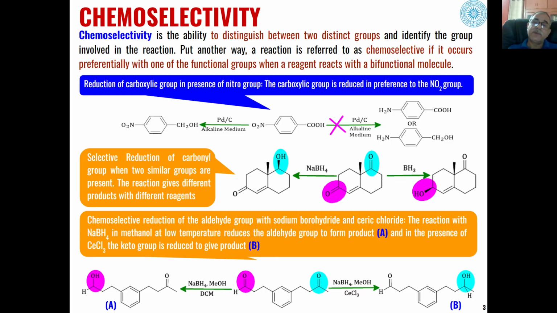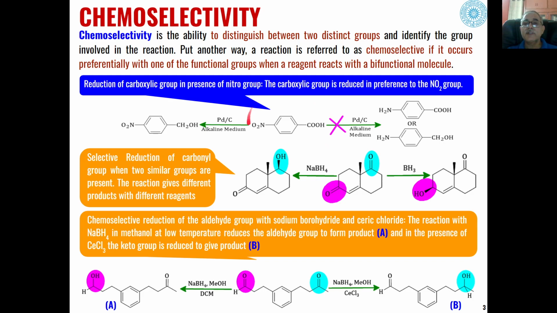So the reaction will take place on only one of these two functional groups and not on both of these functional groups. Because of that, the asymmetric synthesis will identify the group involved in the reaction. So we can say that a chemoselective reaction is one where the preference is given to one of the functional groups present when a reagent reacts with a bifunctional molecule. Now we can have different examples of chemoselectivity.